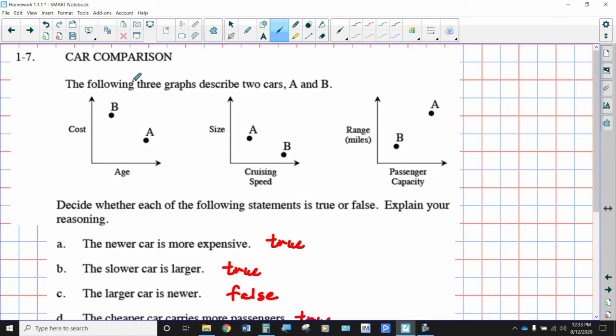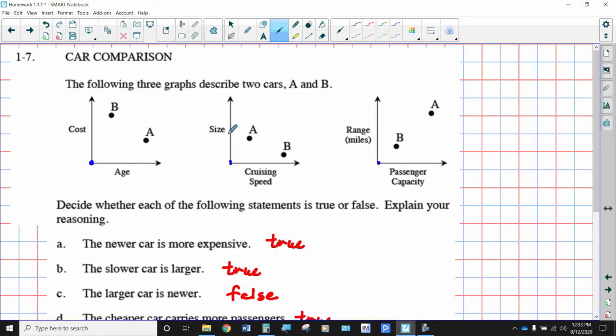And then for the last problem, compare these graphs and describe. Let me just read what it says. The following 3 graphs describe 2 cars, A and B. All right, so looking at this graph, this is 0, 0, correct? So as you go up, the amount gets higher. So B is higher up than A, so B is more expensive. And as you go to the right, that's the age that increases. So A is older than B.